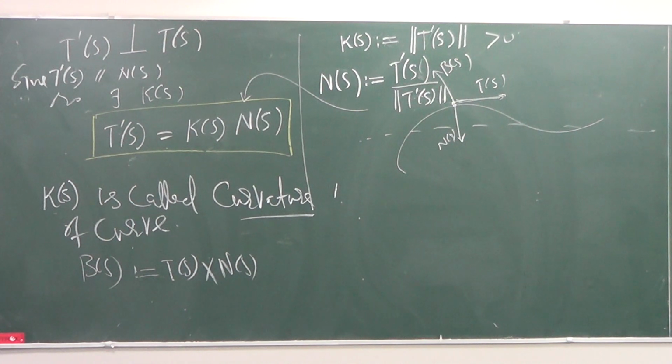Why is this vector important? Now essentially you have a frame which is moving on the curve.